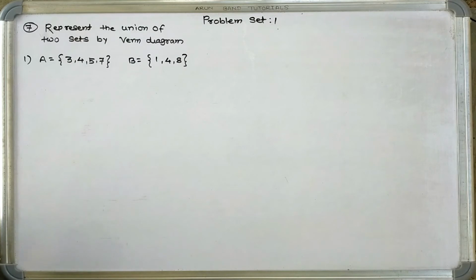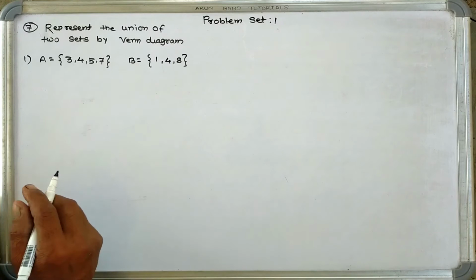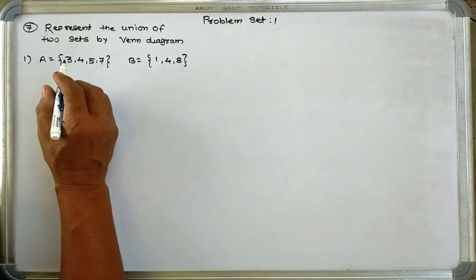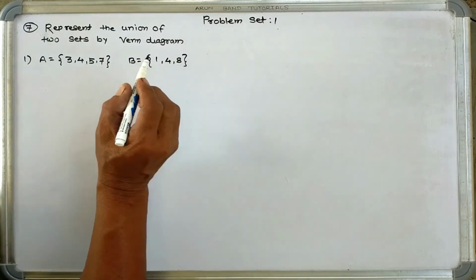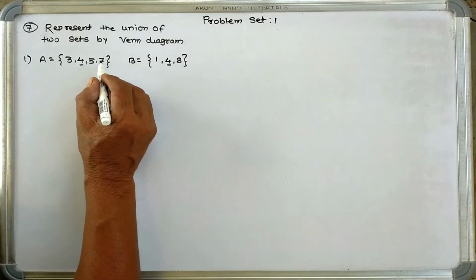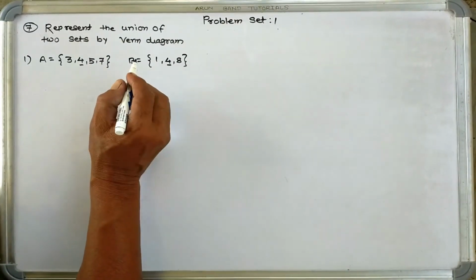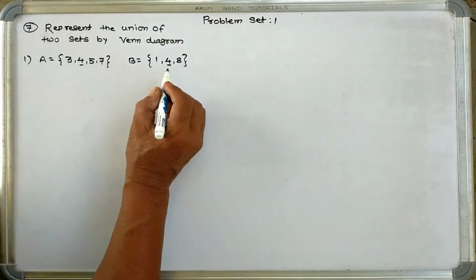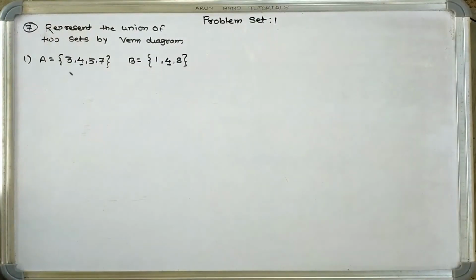So to show the union of two sets by Venn diagram, we will first find the common element between two sets. So here is 3, here is no 3, 4. 4 is common in both. Again 5, there is no 5, 7, no. There is one and only one element, that is 4 is a common element.